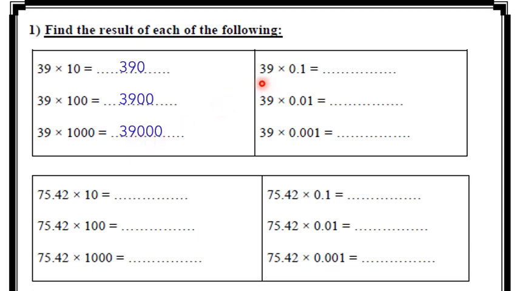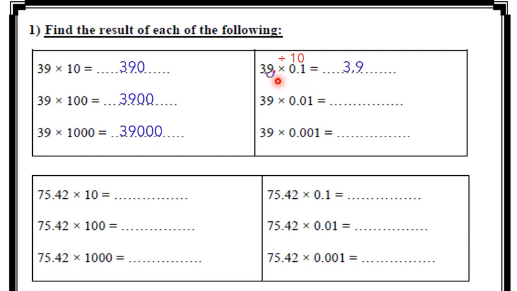Let's see if I do 39 times 0.1. It's crazy. So this is like dividing by 10. As we said, dividing means moving to the left. Where is the decimal point here? If there is no decimal point in the number, I'm going to put the decimal point at the end. So let's move to the left one place. So it will be 3.9.